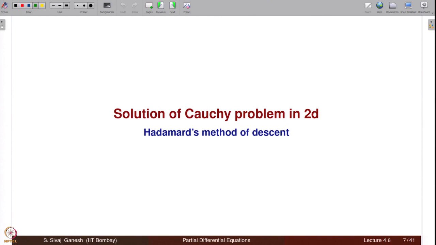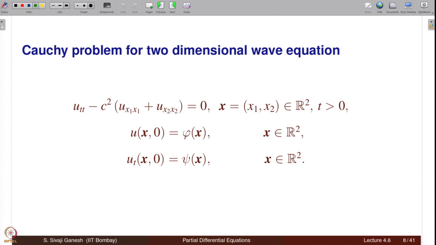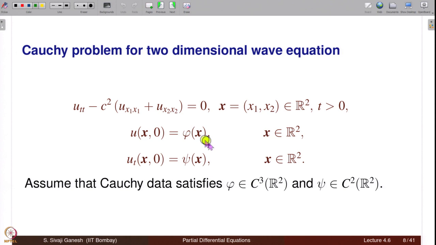So, this is the two dimensional wave equation's Cauchy problem, where the equation is same. This is the homogeneous wave equation in two space variables x1 and x2. Initial conditions are phi and psi respectively, which are u and ut. And we also assume that this phi's smoothness is C3 and psi's smoothness is C2 on R2. So, phi and psi are given. We want to solve this wave equation and obtain a function which is a solution to this homogeneous wave equation and satisfying the Cauchy data which is given here. u(x,0) is phi(x), ut(x,0) is psi(x).